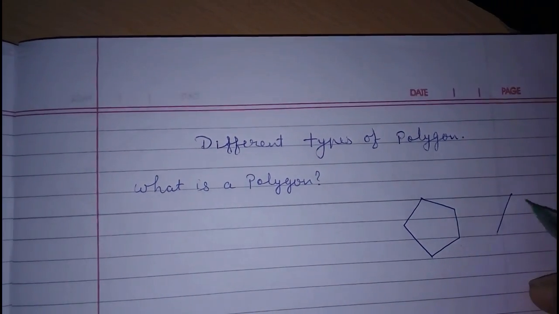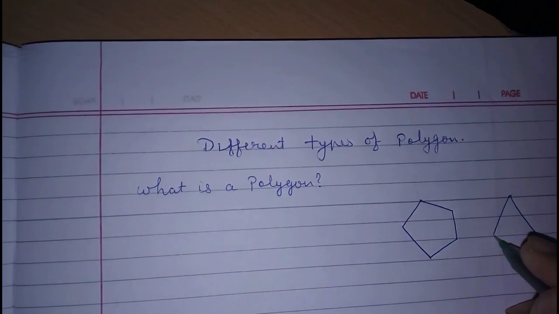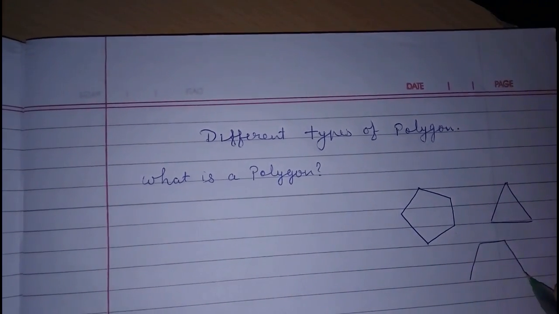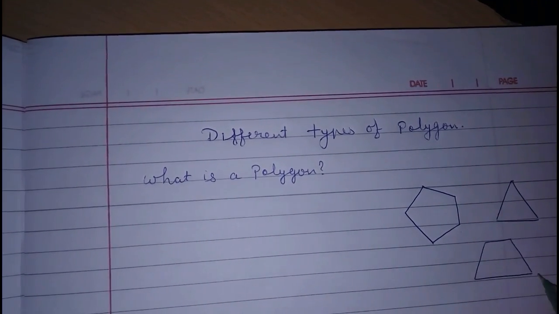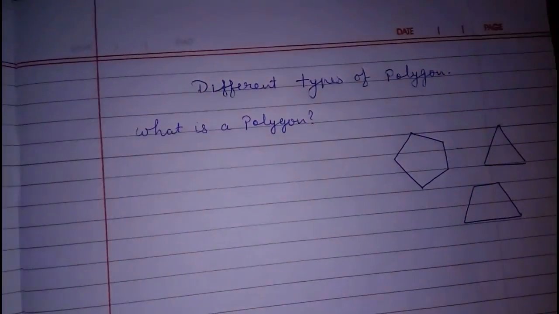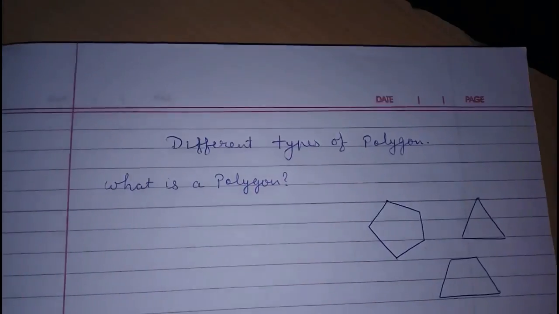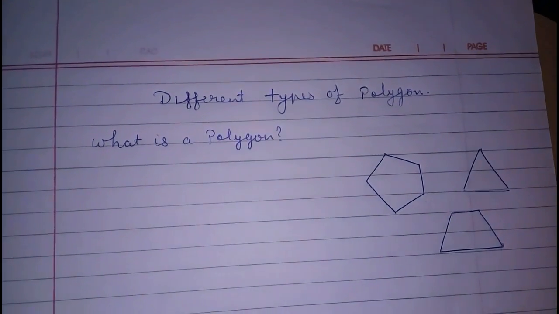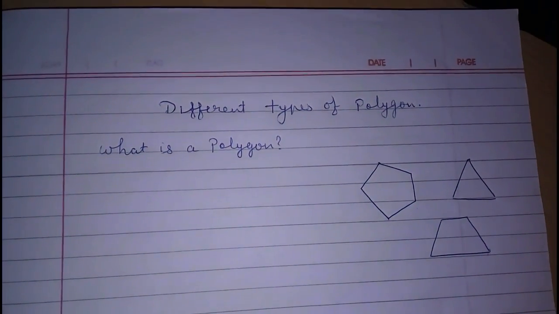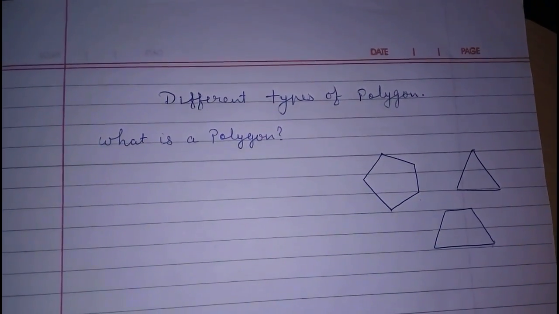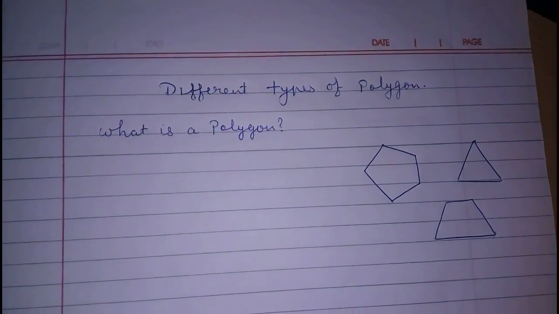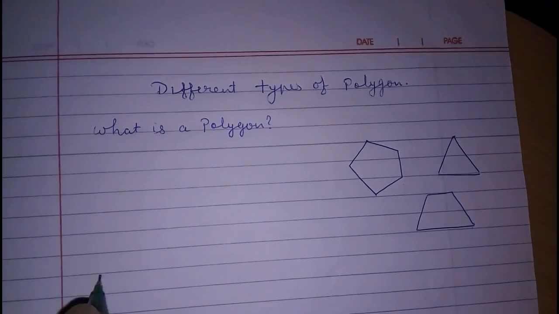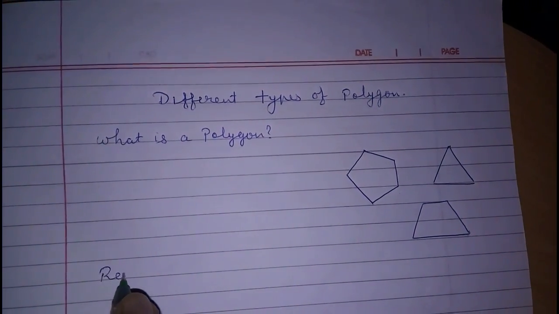We can find many examples of polygons. So first we come to know what is a polygon. Now we are going to study about different types of polygon. On the basis of different things, it is again divided into many types. First we are going to study about a regular polygon.